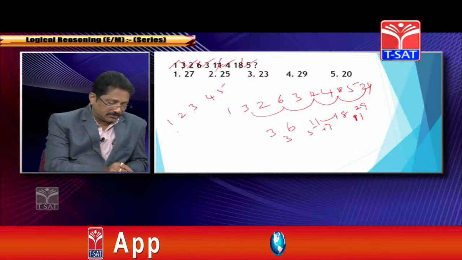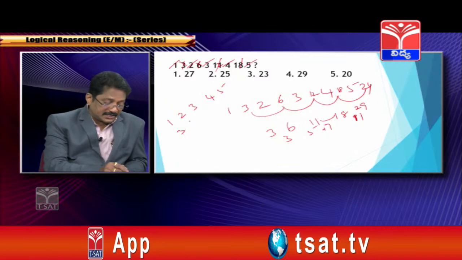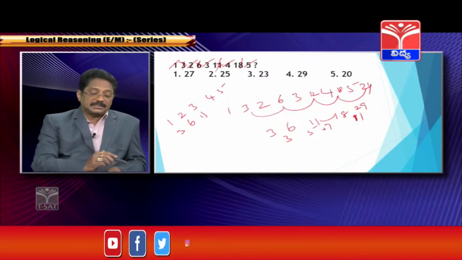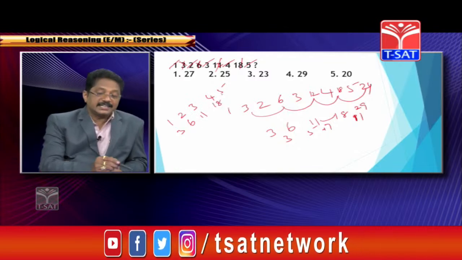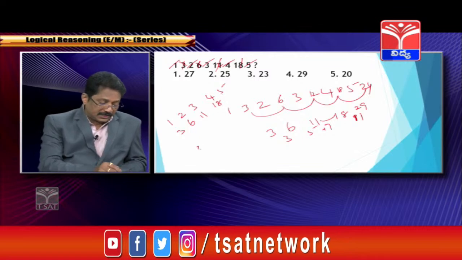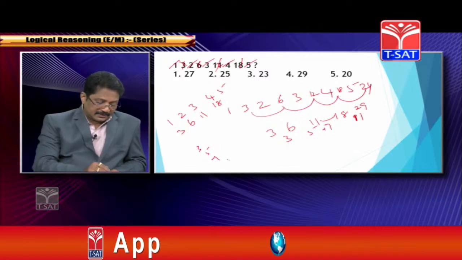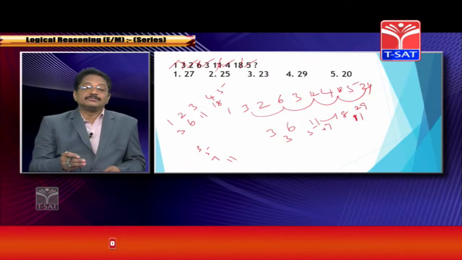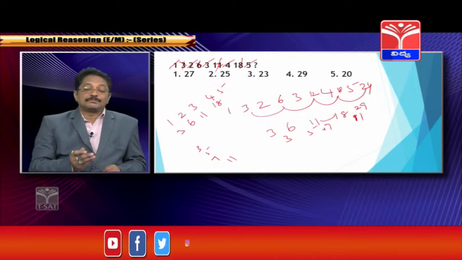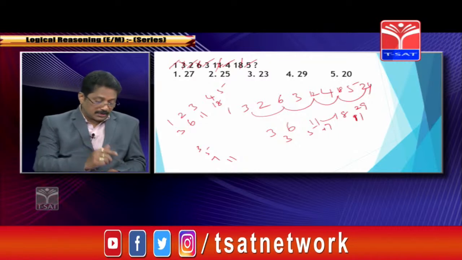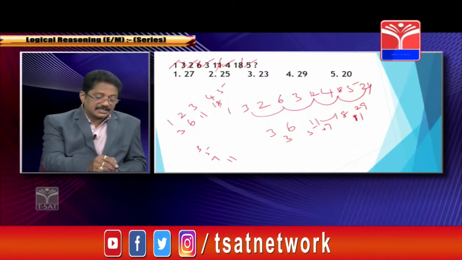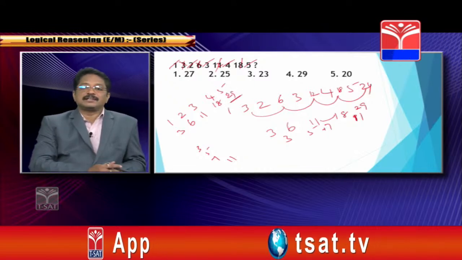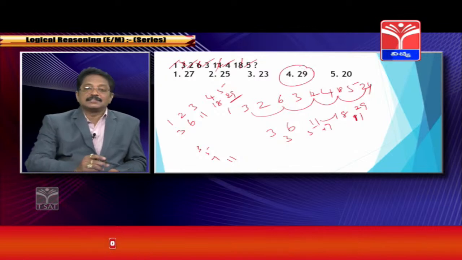Next is the second set of numbers alternately. 3. 3 plus 3 is 6. Correct? 6 plus 5 is 11. Next, 11 plus 7 is 18. So you are adding 3, 5, 7, 11. In this manner you are going to add. You are adding prime numbers. It is increased by prime numbers: 3, 5, 7, 11. So 18 plus 11 is 29. After 5, which number will come? 29 will come. So this is the correct answer.